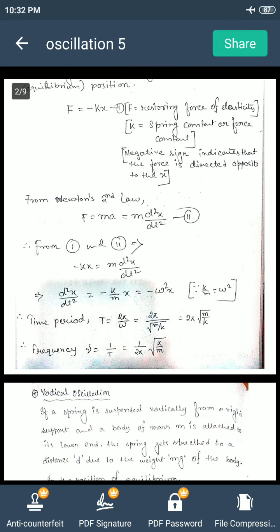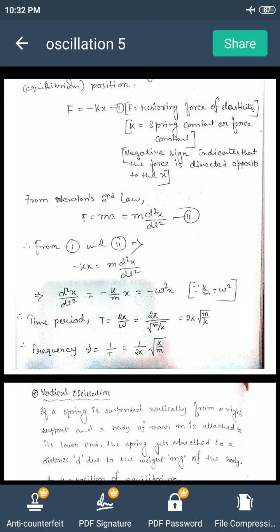From here we get d²x/dt² = -(k/m)x, and we know that k/m is omega square, so that is equal to -ω²x. This is the differential equation.